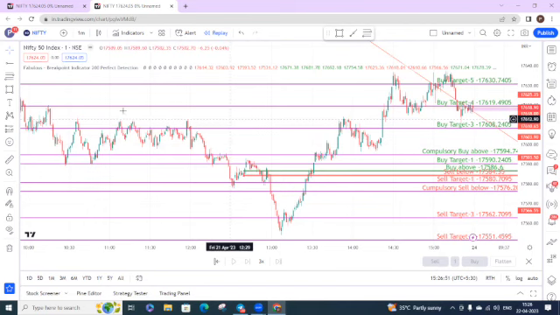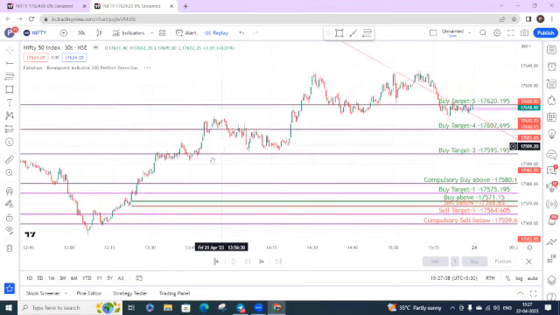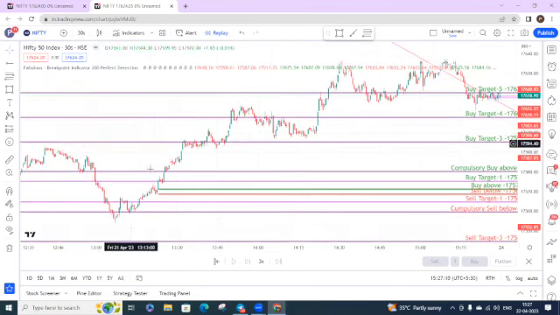If you think that 1 minute is too long for you, like, sir, it's too long for me, I'm buying like 1,000 lots and I want to get bigger returns, then you need to go with 30 seconds or even 10 seconds. This is a 30 seconds trade.